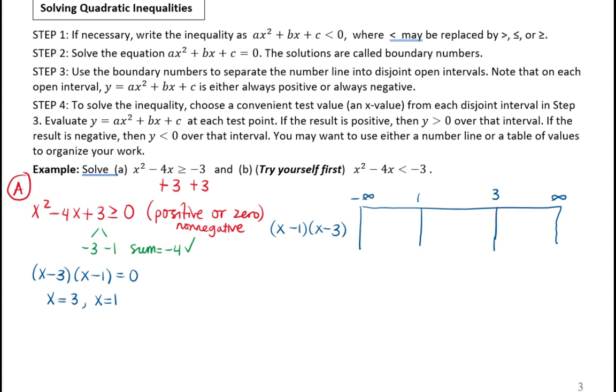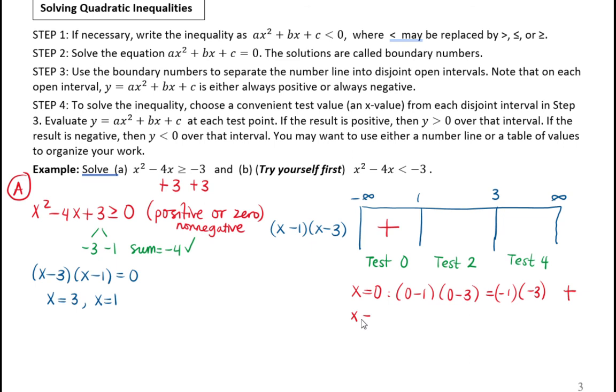Now choose a test value from each interval. From this interval, I can choose the test value to be 0. From this interval, I can choose the test value to be 2. And from here, I can choose the test value to be 4. You're going to test this over this expression. So let's do that. If I plug in x equals 0, what happens? That's going to be 0 minus 1 times 0 minus 3. So that's negative 1 times negative 3. I'm only testing the sign, so that's going to be positive. So I put a plus here.